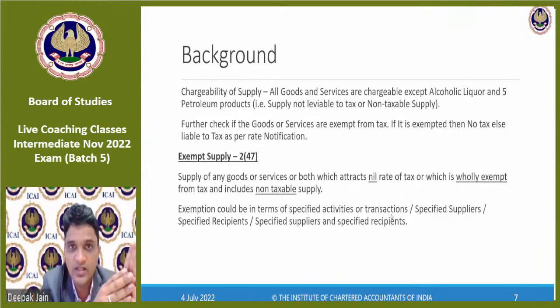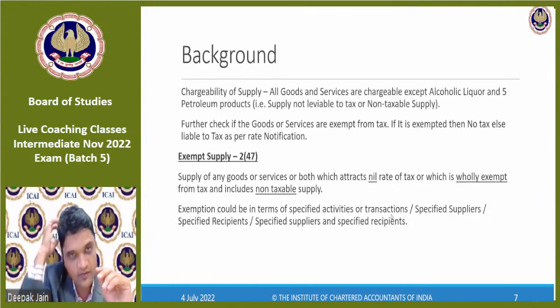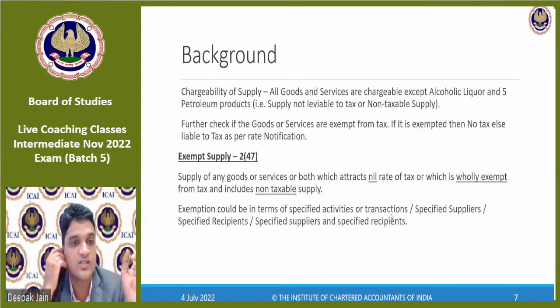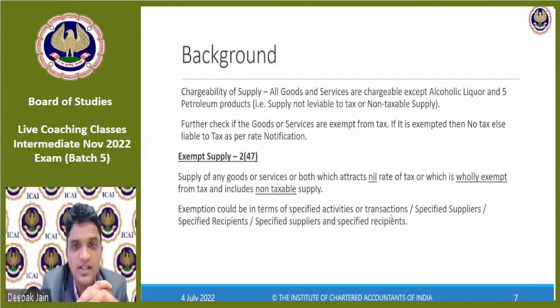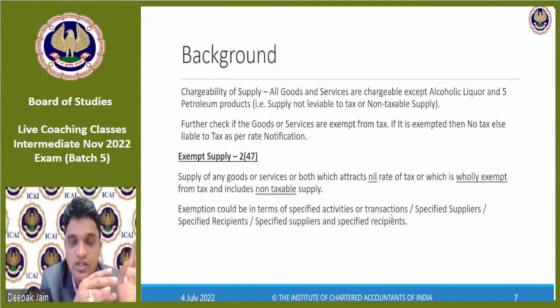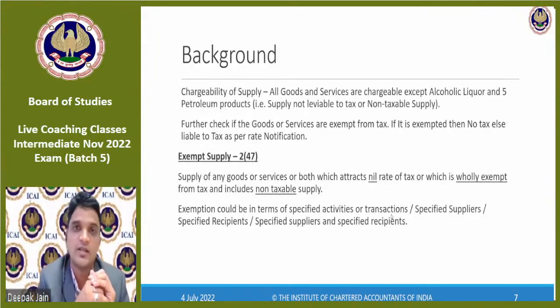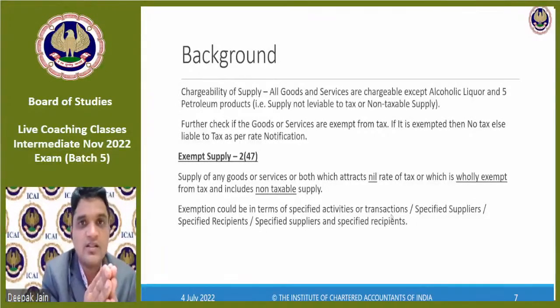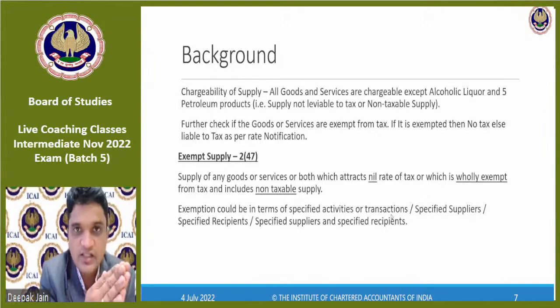You have to check whether it is chargeable. If it is chargeable, fine. Then the next step would be to see the exemption notification. You have to check whether the particular goods or services is exempted. If it is exempted, then no tax, else it will be liable to tax as per the rate notification, which we discussed in the previous session on how to find the GST rate for goods. There is a separate notification for goods and a separate one for services. So that is how we see the rate of a product. First see the chargeability, then go to the exemption notification.